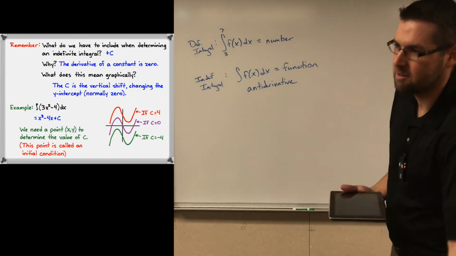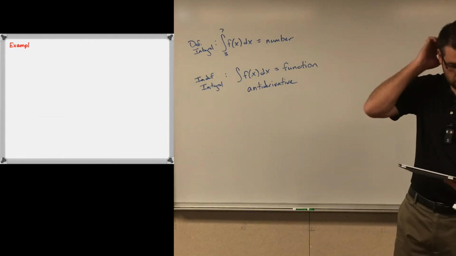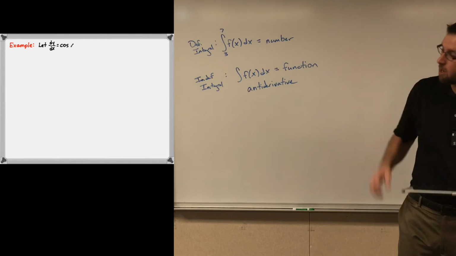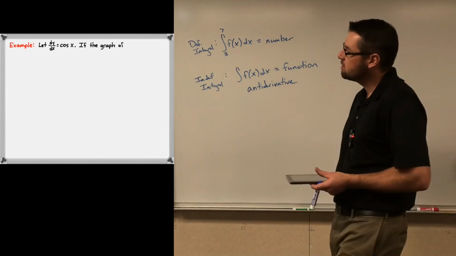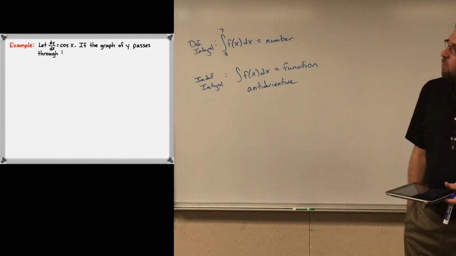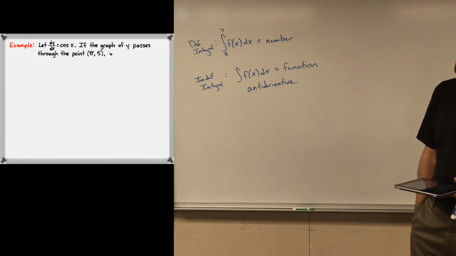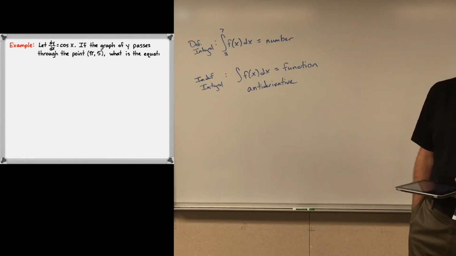Do you remember that? All right. So, let's look at an example, okay? dy dx equals cosine of x if the graph of y passes through the point pi, 5. What is y?